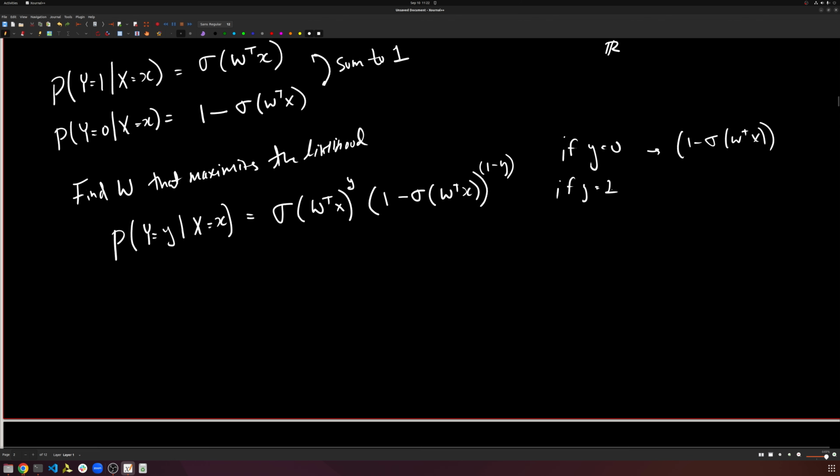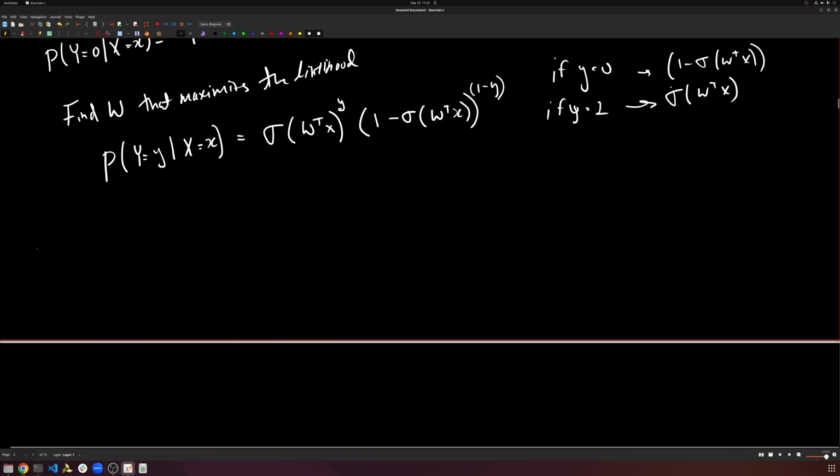If y equals 1, then that will give me just sigmoid w transpose x, right? Because this will be to the power 1, so this will stay, and 1 minus 1 is 0, so this will disappear. So that's just putting these two probabilities together in a single form, and that's it.